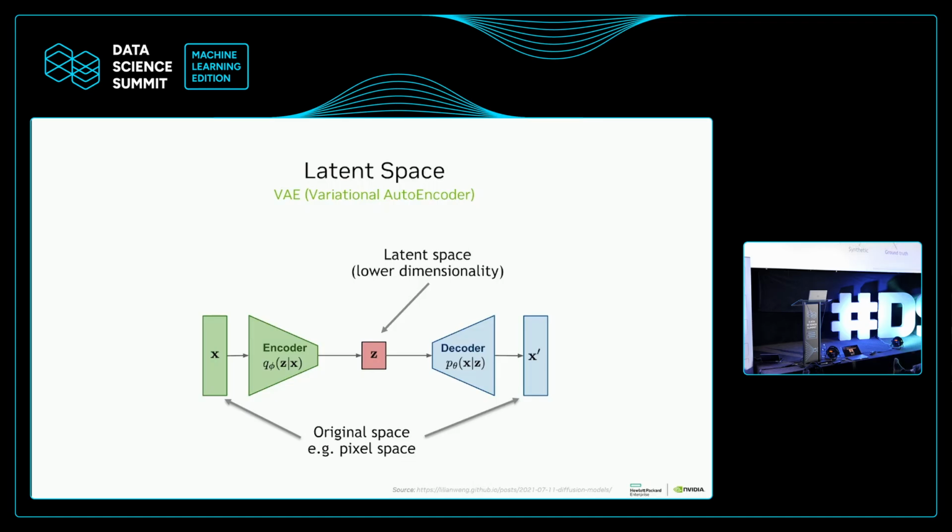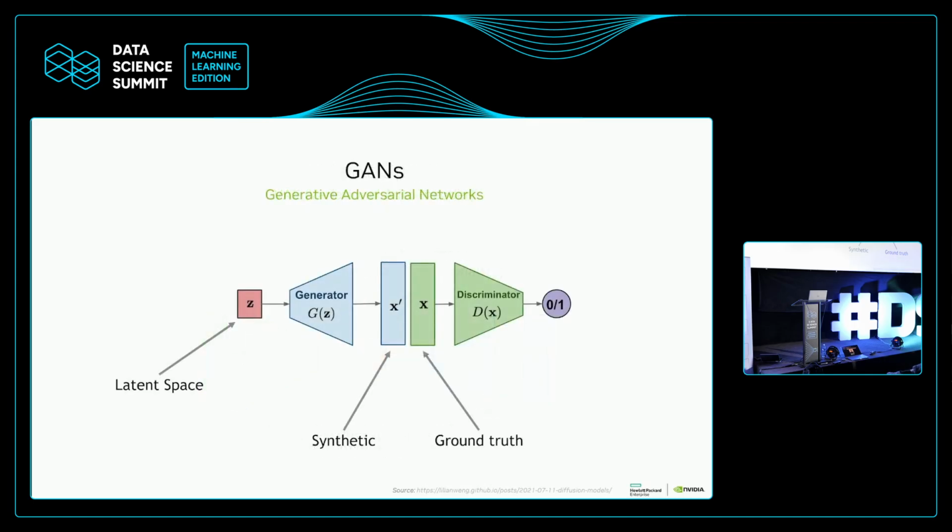Another very important concept that will be important later on are GANs, generative adversarial networks. Here we have a generator network and a discriminator network. The generator generates synthetic samples, and the discriminator needs to discriminate between real data coming from our dataset and the synthetic samples generated by the generator.